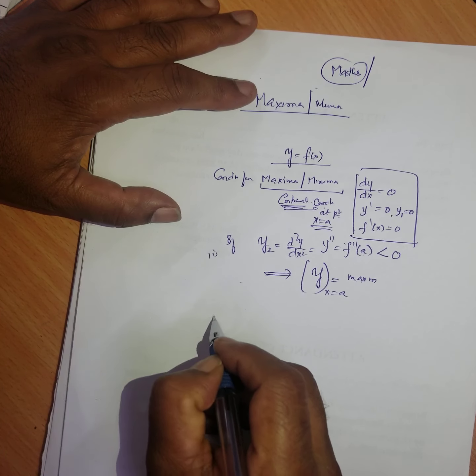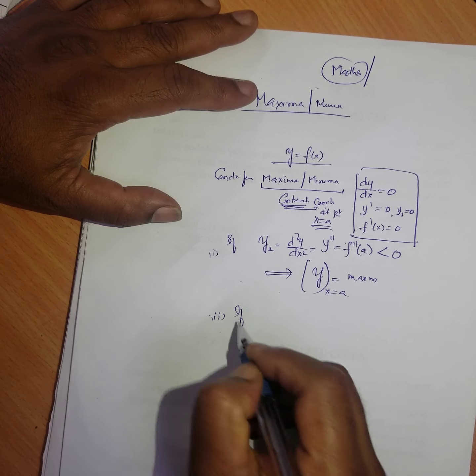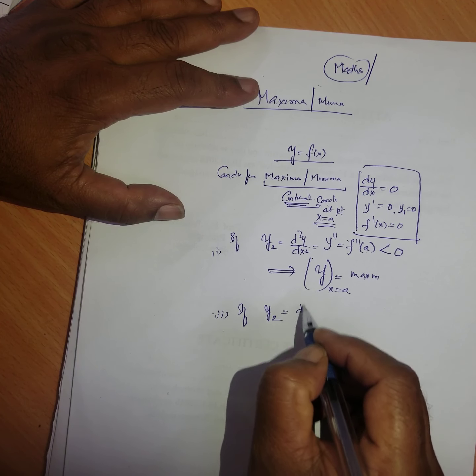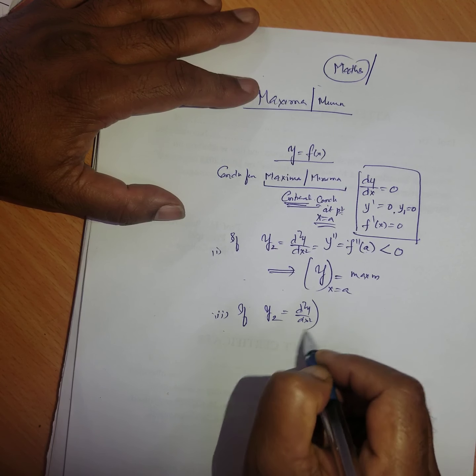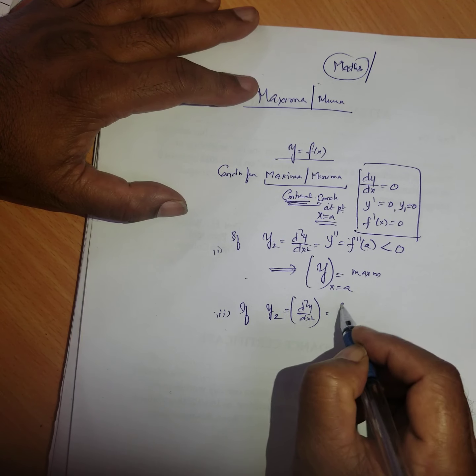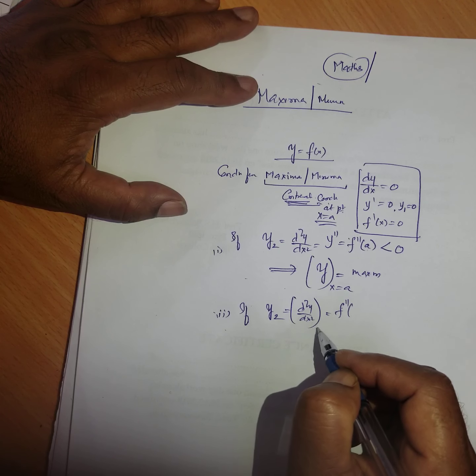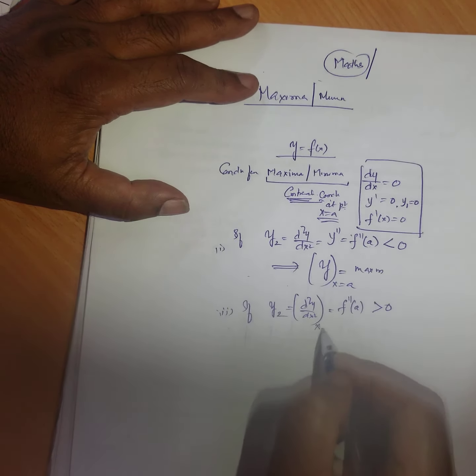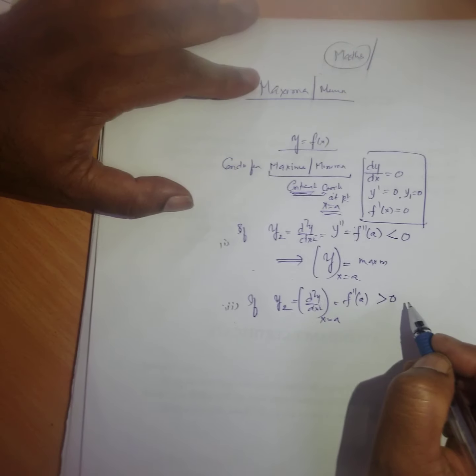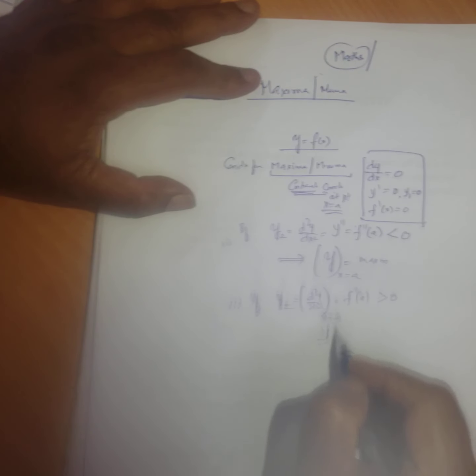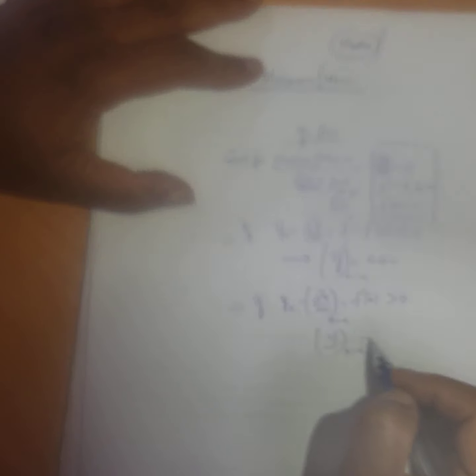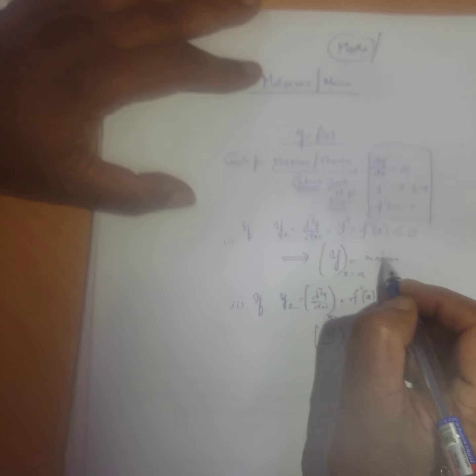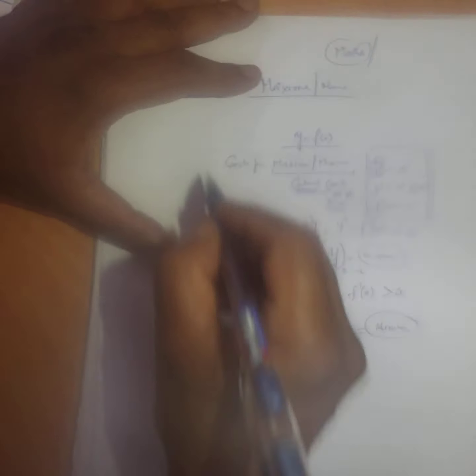Okay, if the second derivative, that is d square y by dx square, or f double dash, at that point x equal to a is greater than 0, then y at that point is minimum. This is maximum, this is minimum.